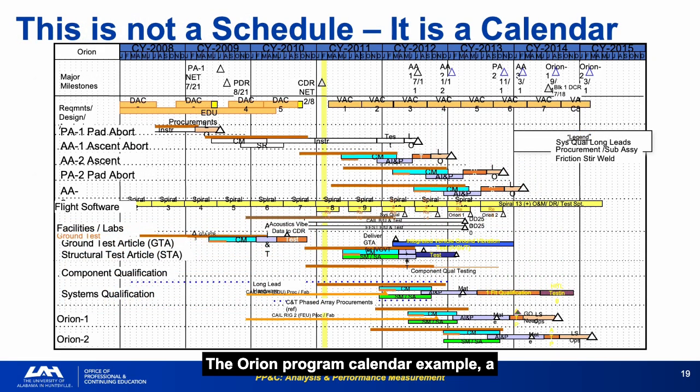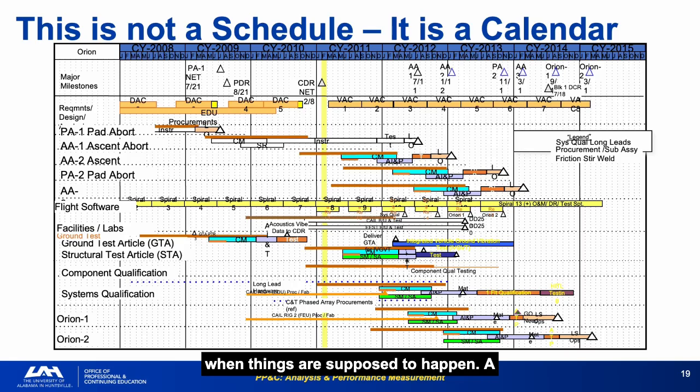The Orion program calendar example: a long list of dates with milestones arranged chronologically. This is a calendar, not a schedule. A schedule has logic, dependencies, and resource loading. Many programs call their calendar a schedule and manage accordingly. The result is a program that tracks dates without understanding what is driving them.